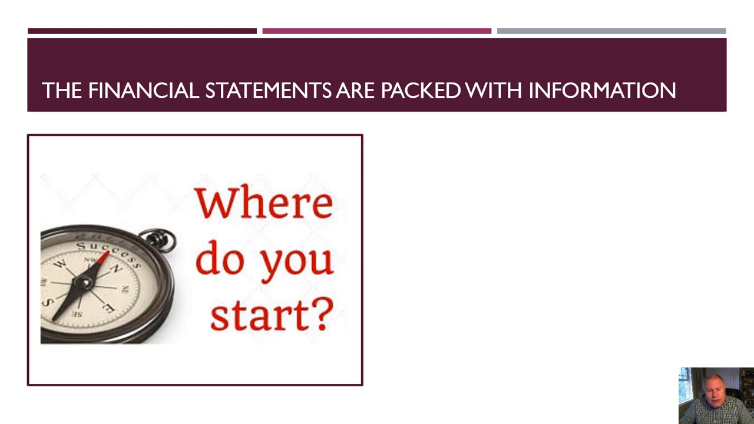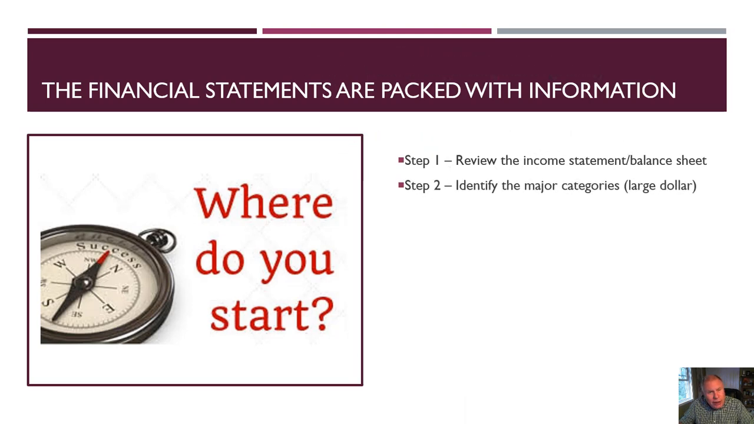The first thing is review the income statement and balance sheet, not the summary, but the detail. Identify the major categories, large dollar. You have already done this, but you may find it's useful to go back and look again to see if there's anything else we should break out. Then we combine information as appropriate, not too much, just right.